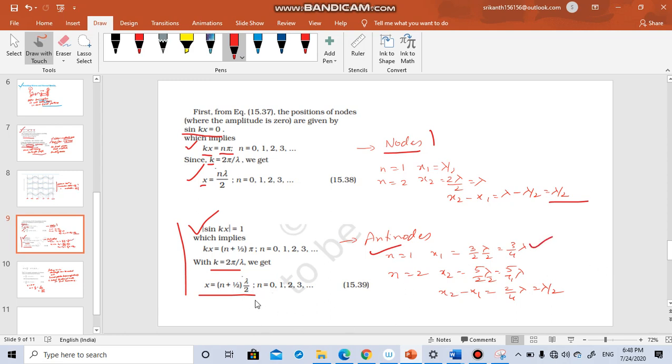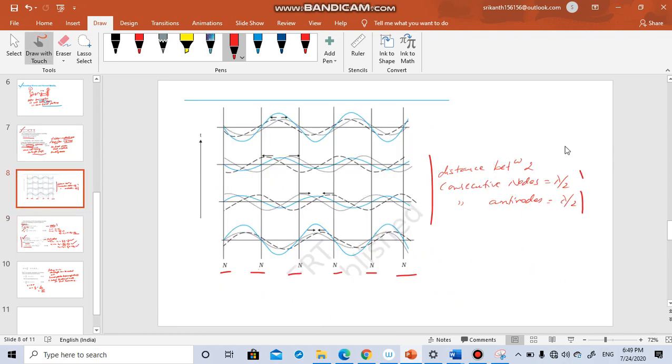Put n equal to 2, you get 5 by 2 into lambda by 2, which is 5 by 4 lambda. x2 minus x1 is 2 by 4 lambda, 5 minus 3 by 4 lambda, which is lambda by 2. So the result we discussed here is now proved: the distance between two consecutive nodes, and the distance between two antinodes, is lambda by 2.